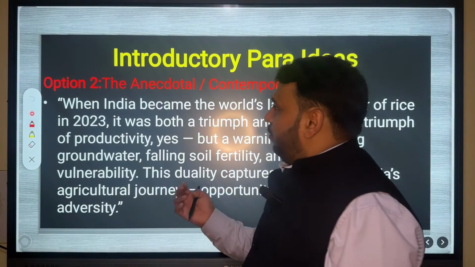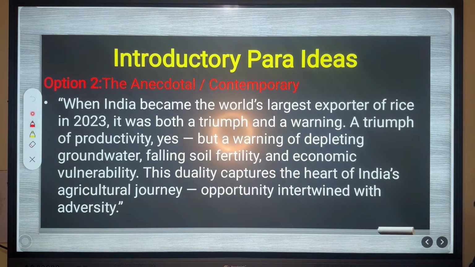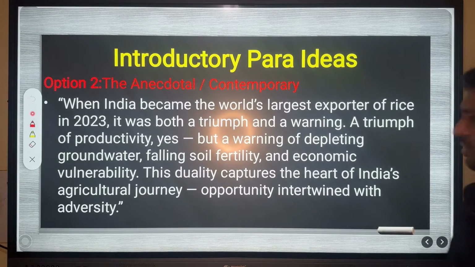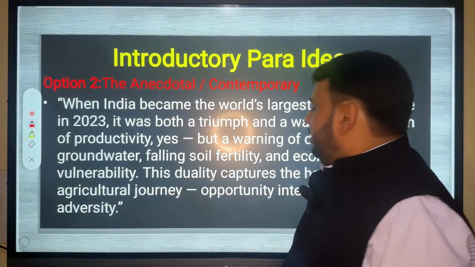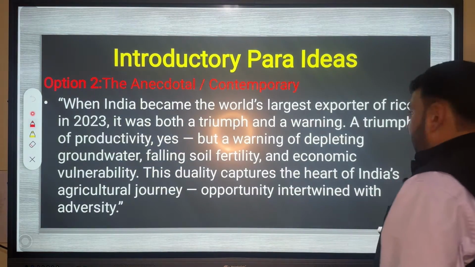This is the second option, anecdotal or contemporary. When India became the world's largest exporter of rice in 2023, it was both a triumph and a warning. A triumph of productivity, yes, but a warning of depleting groundwater, falling soil fertility, and economic vulnerability. This duality captures the heart of India's agricultural journey, opportunity intertwined with adversity. Okay, so this can be used.